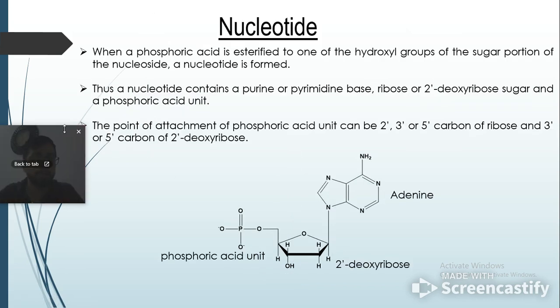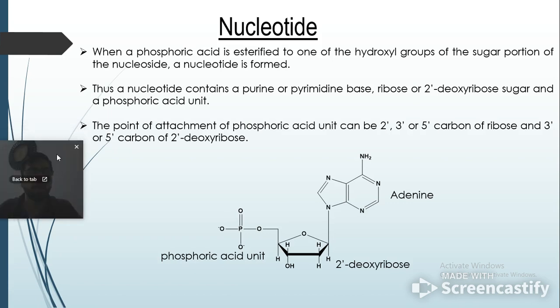Now, coming to the nucleotides. Nucleotides are the other part of nucleic acids, a little bit bigger than the nucleosides. This is the structure of a nucleotide, and you have seen the structure of a nucleoside previously. Can you distinguish between these two structures? Can you differentiate? Just try once. I am again giving you a question. Let's see whether you can distinguish between these two or not.